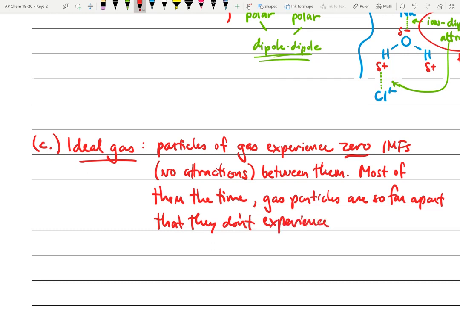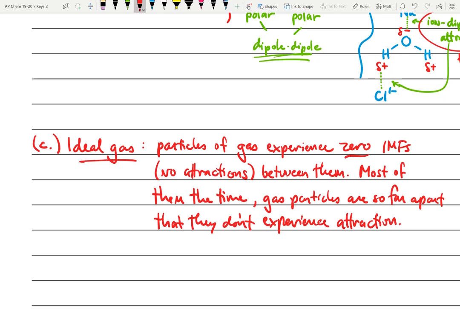They don't experience attractions. So even if I am a slightly polar gas molecule, like say carbon monoxide or water vapor, I don't necessarily find attractions between myself and the next carbon monoxide or the next water vapor molecule, because we're so far apart and we're moving so quickly that we kind of just tap into each other and bounce off of each other in a way that we describe as being elastic. So there's no loss of kinetic energy. It's as if they bounce off of each other and there's no interaction whatsoever. That's what an ideal gas is.